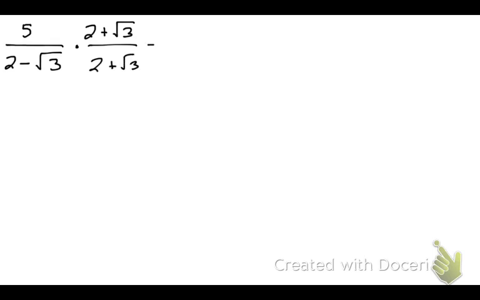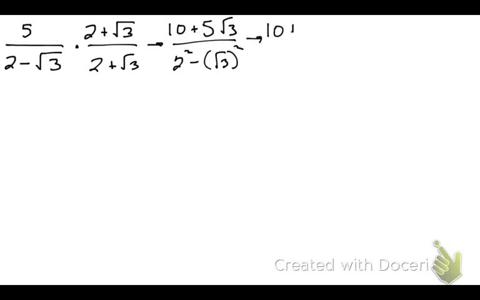Now in the numerator, we're going to distribute, so this will be 10 plus 5 root 3. The denominator is difference of squares, so this will be 2 squared minus root 3 squared. The numerator, we don't have like terms, but the denominator simplifies into 4 minus 3, or just 1. So we get 10 plus 5 root 3. Let's try another one.